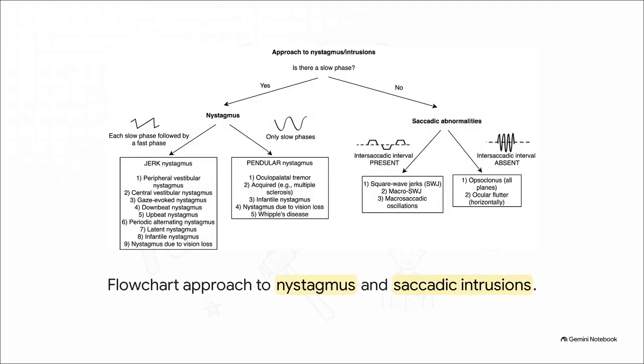So this flowchart gives us our game plan. And the very first fork in the road comes down to one incredibly simple question. Is there a slow phase? Seriously, that single observation dictates your entire diagnostic approach from there on out.